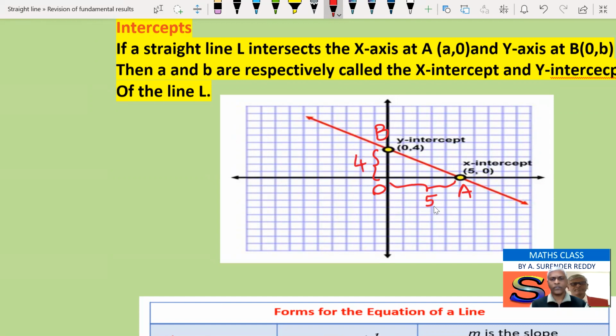So the 5 is the x-intercept, the length between the origin and the point of intersection. Then the 4 is the y-intercept, the length on the y-axis. So this is the concept of x and y intercepts.